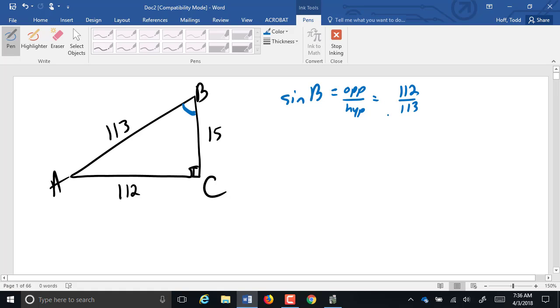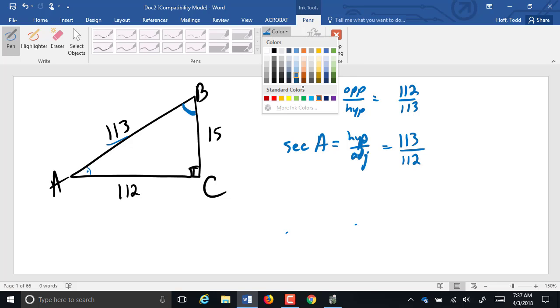And it's just fine to leave it as a fraction. What is the secant of angle A? Secant is hypotenuse over adjacent, so for angle A, the hypotenuse, of course, is 113. For angle A, adjacent would be 112.